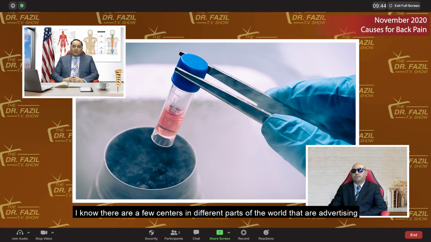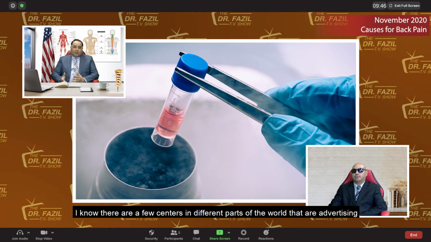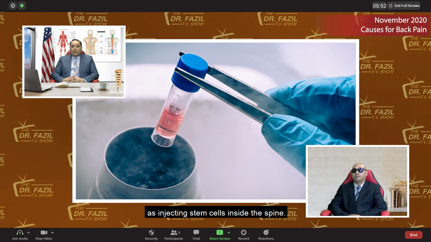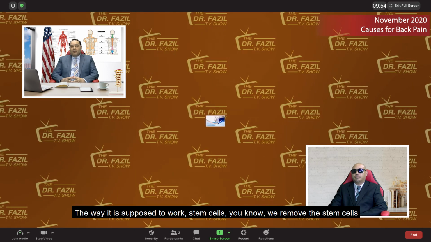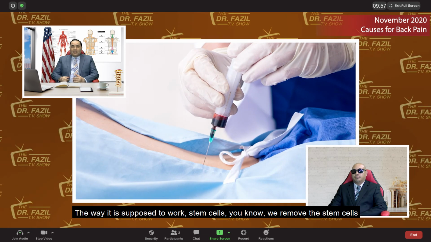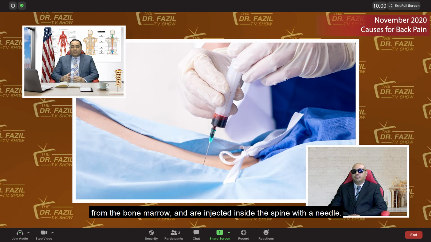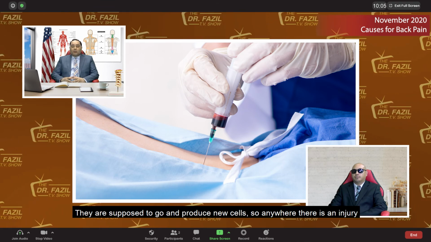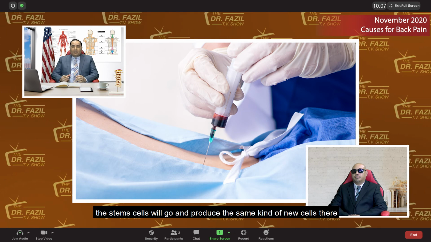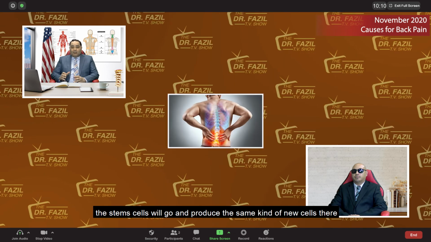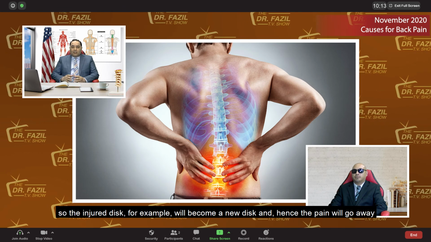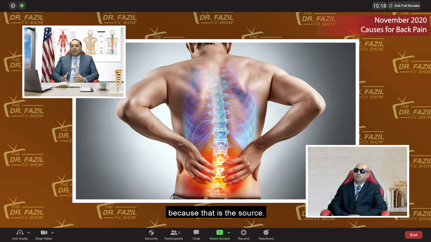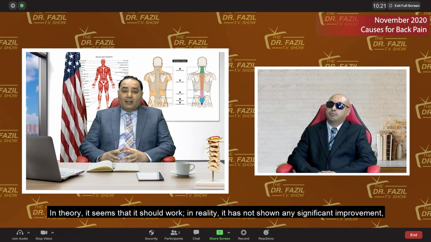I know there are a few centers in different parts of the world that are advertising injecting stem cells inside the spine. The way it's supposed to work is that we remove the stem cells from the bone marrow, and they are injected inside the spine with a needle, and they're supposed to go and produce new cells. So anywhere there's an injury, the stem cells will go and produce the same kind of new cells there. The injured disc, for example, will become a new disc, and hence the pain will go away because that was the source. In theory, it seems that it should work.